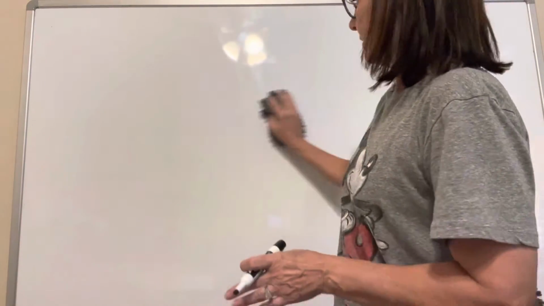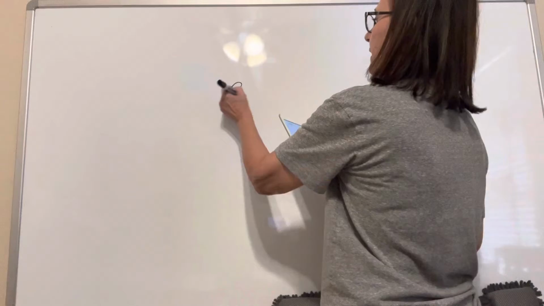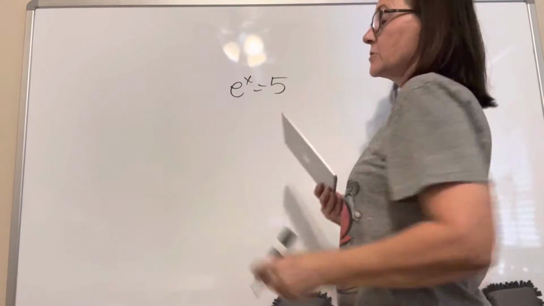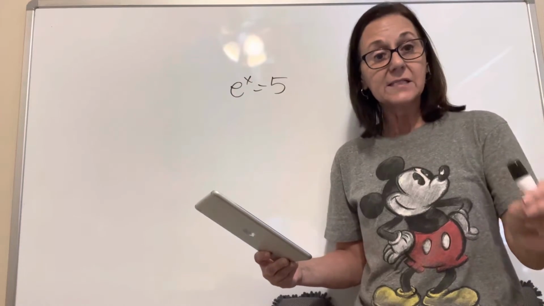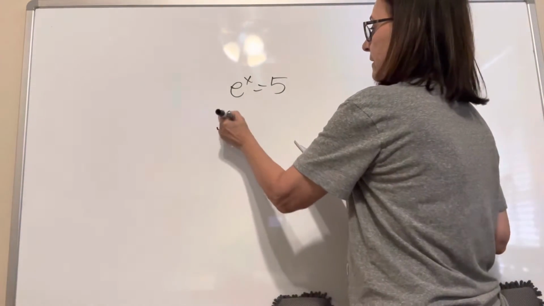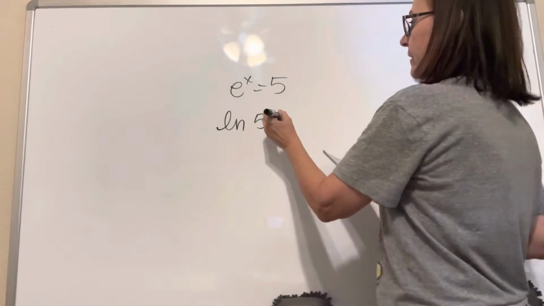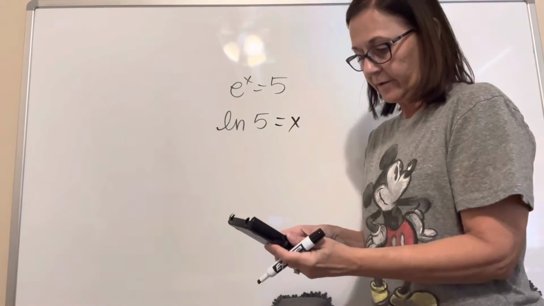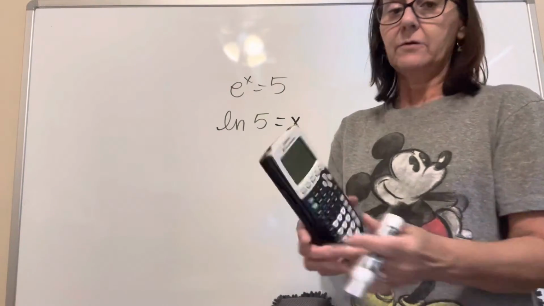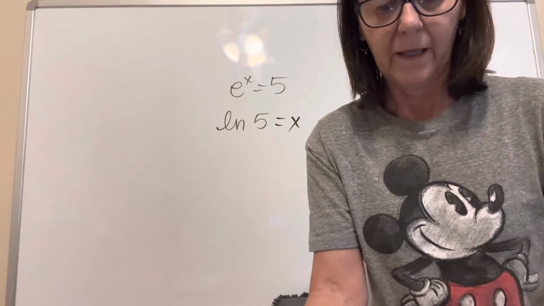All right. B of example 4 is e to the x equals 5. I'm solving for the exponent, so I know I'm going to logs. e is my base, so I'm using the natural log. ln, there's my argument. I do not have to write the base of e. Equals x. I put ln 5 in my calculator. It equals, go to 4 decimal places.